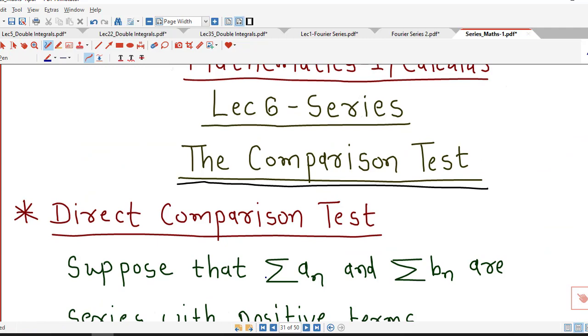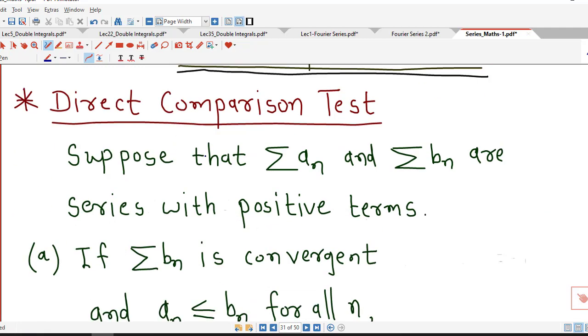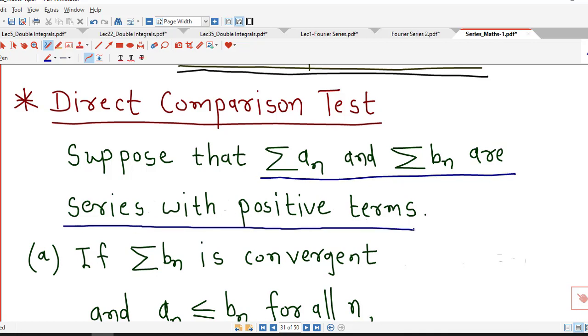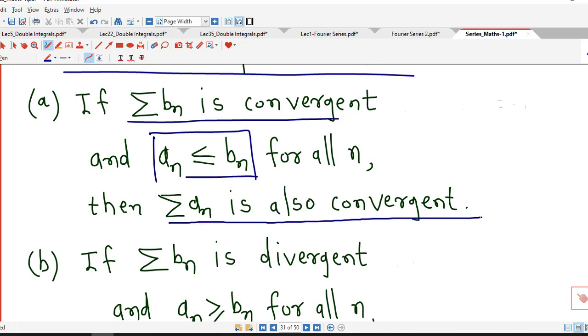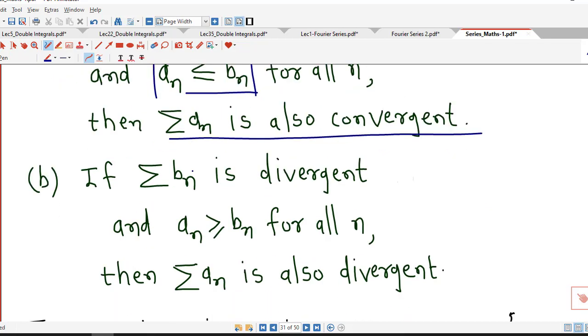So here I have written the statement of direct comparison test. Suppose that sigma an and sigma bn are series with positive terms. If sigma bn is convergent and an is less than or equal to bn for all n, then sigma an is also convergent. That means if big series is convergent, smaller series is convergent.